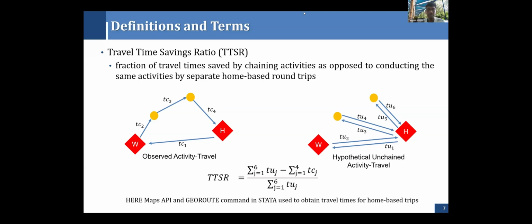For the situation on the left, we calculate the total travel times by taking the sum of observed travel times, TC. And on the right, we calculate the sum of home-based round-trip travel times, TU, for all the activities, considering none of these activities are in chains. So the numerator of the equation represents the difference between these 2 travel times, observed versus hypothetical unchained, and the denominator represents the travel times from the unchained activity travel behavior.